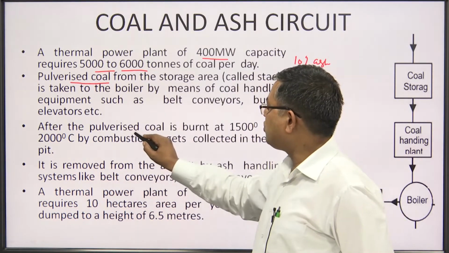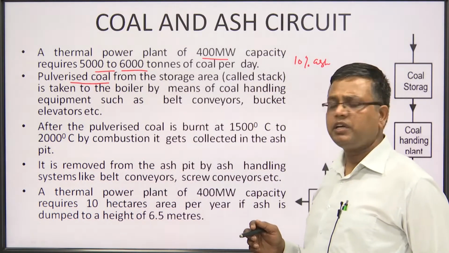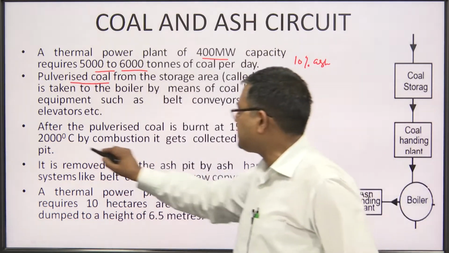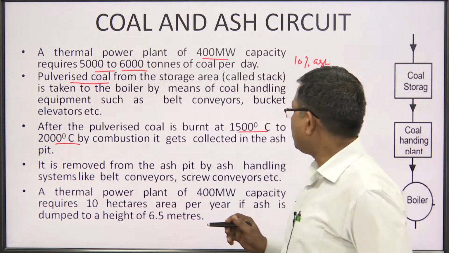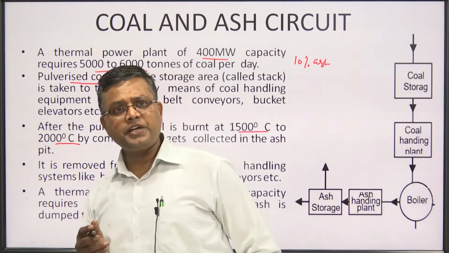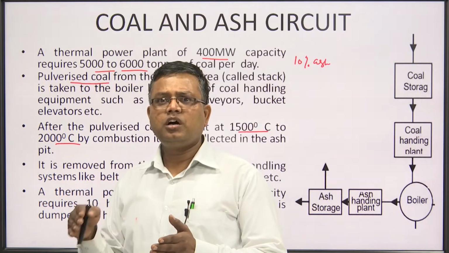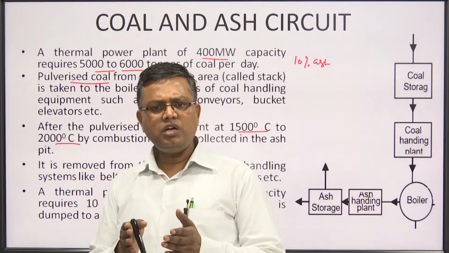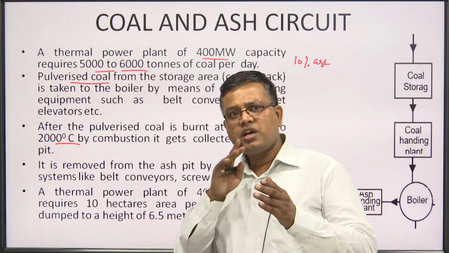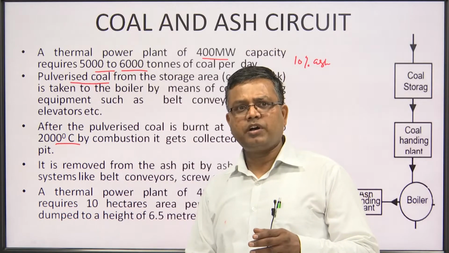Now, that pulverized coal is transferred to the boiler furnace where it burns, and when it burns a high temperature develops, at around 1500 degrees Celsius to 2000 degrees Celsius, right. After burning, the coal converts into ash, and hot gases, or you can say flue gases, pass over the water, which converts water into steam. Now, ash is collected in the ash pit. There is an ash pit below the boiler furnace.